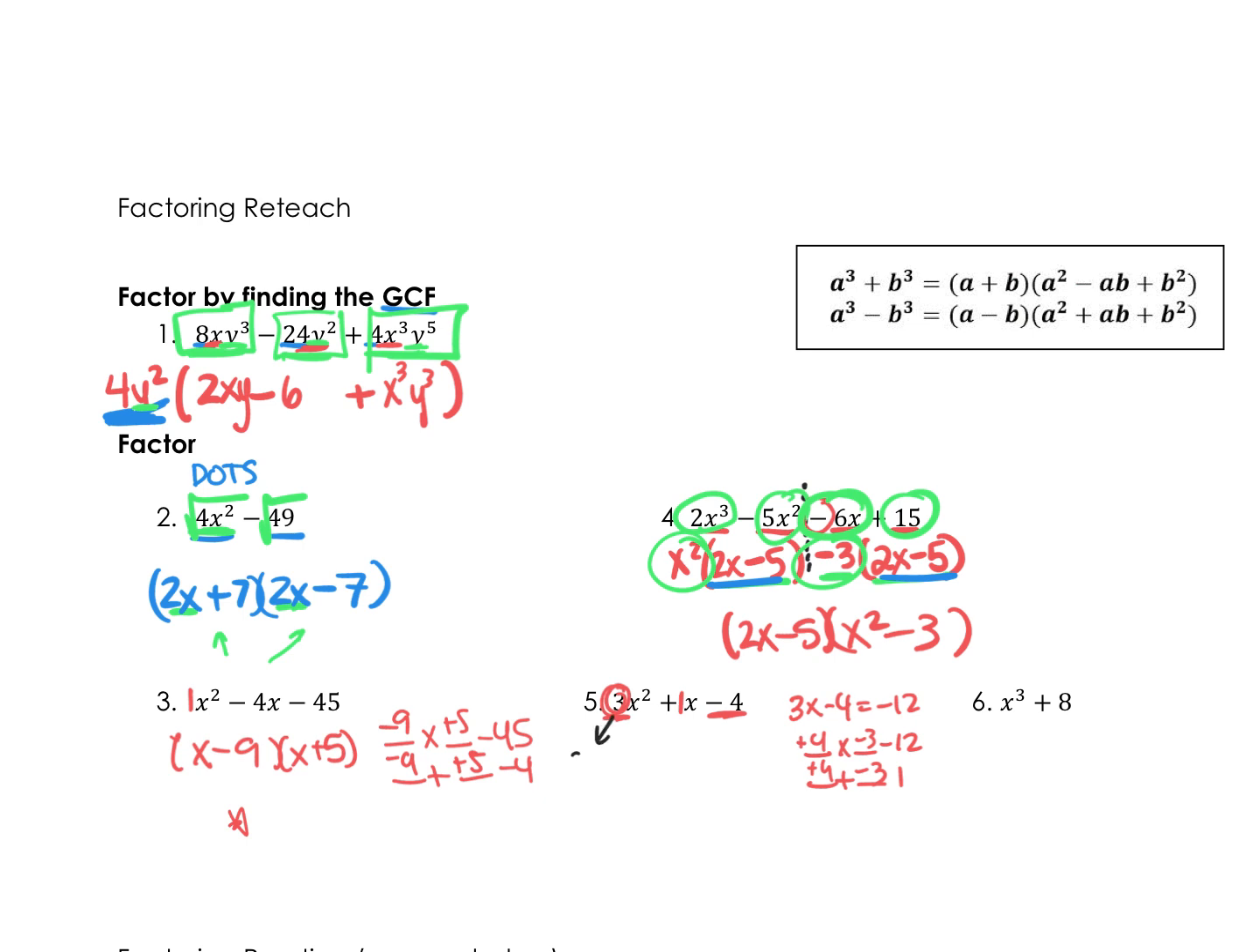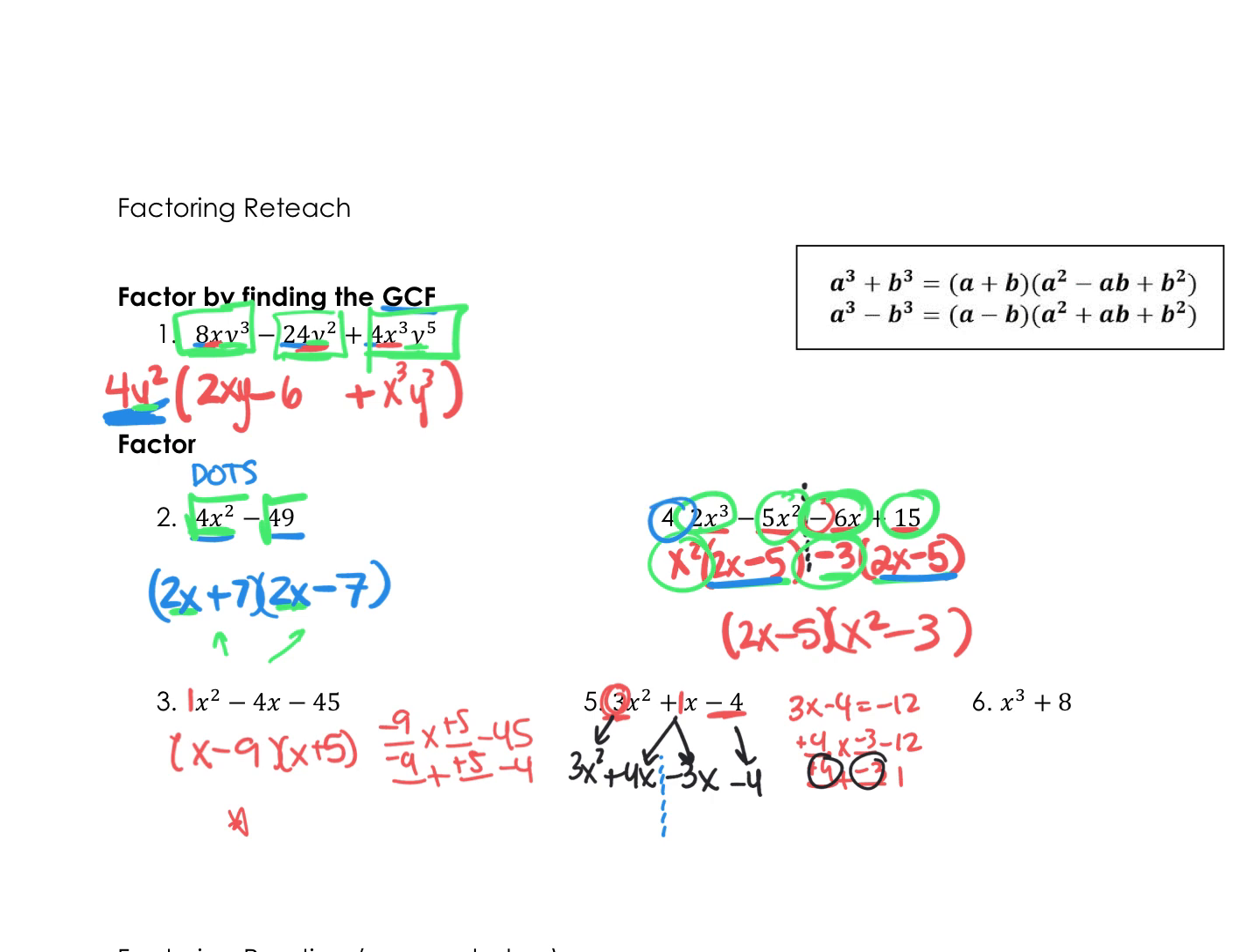So we're going to bring the 3x squared down, keep it the same. Bring the -4 down, keep it the same. And then these two numbers that we just found, we're going to split up this 1x into those two. So +4x minus 3x. And once you do this, you now have 4 terms, so you'll do factoring by grouping, just like we did up here.